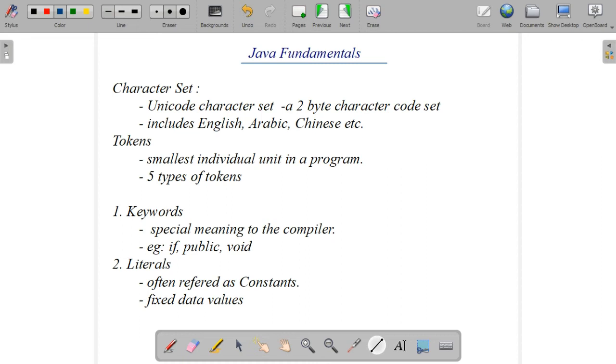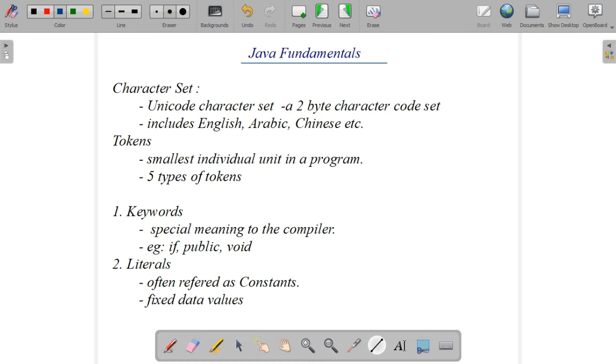Java allows several kinds of literals. Literal, in the sense totally, is often referred to as a constant. It is a fixed value. So the first one is integer literal.